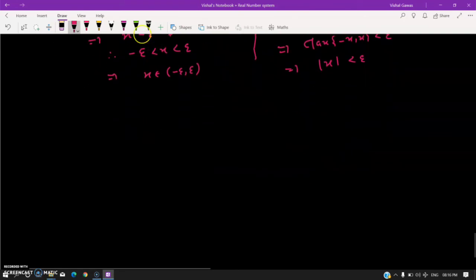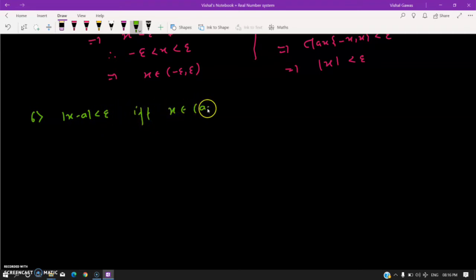Let's look at property number 6. So all in similar lines. Property number 6 says that modulus of x minus a is less than epsilon if and only if x belongs to the interval a minus epsilon, a plus epsilon. Just putting a here, right? So let's prove this. Doesn't really matter.